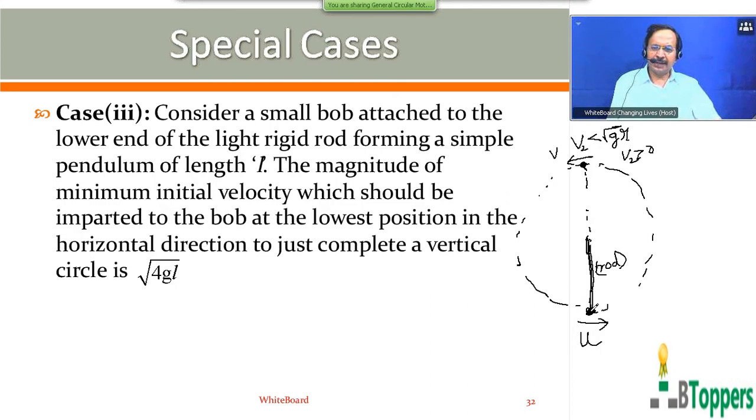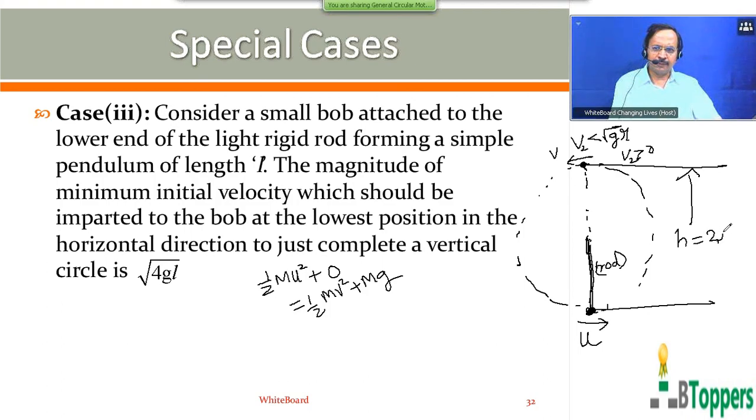So if you apply conservation of mechanical energy, total mechanical energy at the lowest position is equal to half mu square. We can assume gravitational potential energy to be 0 at the lowest position. At the highest position, kinetic energy equals half mv square and gravitational potential energy equals mgh. Here the vertical height of the bob between the highest and lowest position is equal to twice the length of the pendulum. So you can solve this equation by multiplying with 2 and dividing by m. You get v square equal to u square minus 4gl.